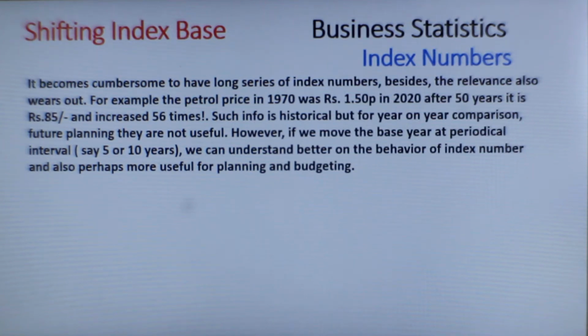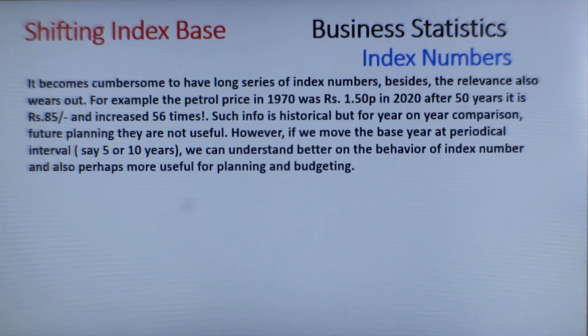For example, in 1970, the petrol price was 1 rupee 50 paise. In 2020, after 50 years, it is 85 rupees. That means the petrol price has multiplied, or increased, by 56 times. Such kind of information is only historical. Okay, and for future planning they are not very useful.